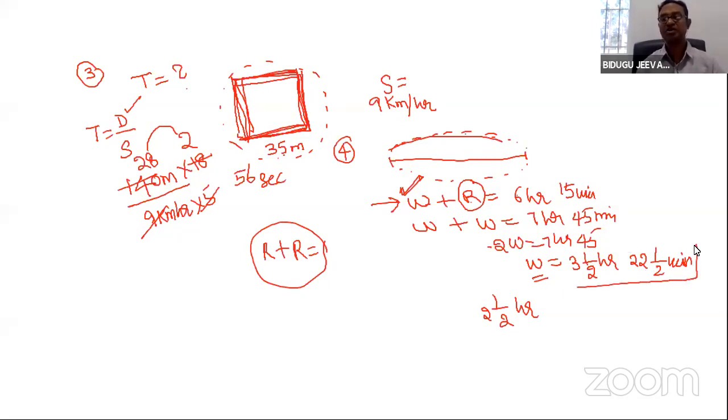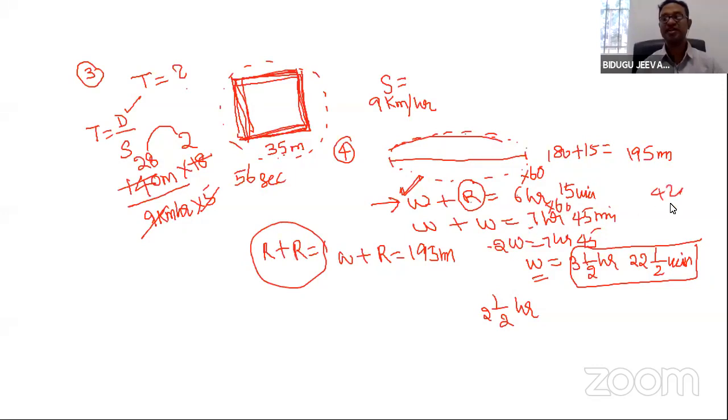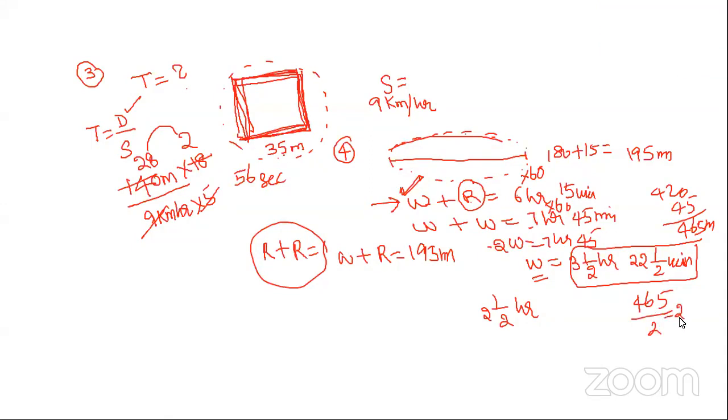If it is difficult to estimate all these things, better convert everything in terms of minutes only. 6 hours is 60 times 3, so 180. 180 plus 15 is 195 minutes. The first equation we got: W plus R is equal to 195 minutes. Next, 7 hours is 60 times 7, which is 420, plus 45. So 465 minutes. 465 minutes divided by 2.